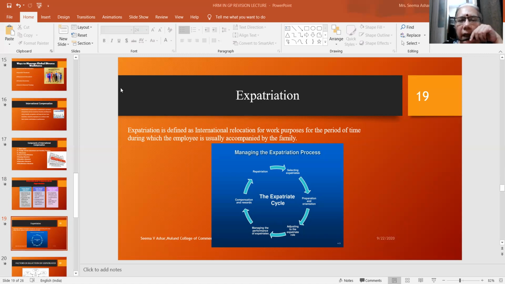As you look at the diagram, the picture over here, the HR manager has to select the expatriate, orient the expatriate so that the expatriate adjusts to the new role, and the performance of the expatriate over in the foreign country has to be managed. Compensation and rewards have to be sufficiently given to him, and when the project gets over, when the period of expatriation gets over, the repatriation, that is homecoming or coming back of the expats, is done.